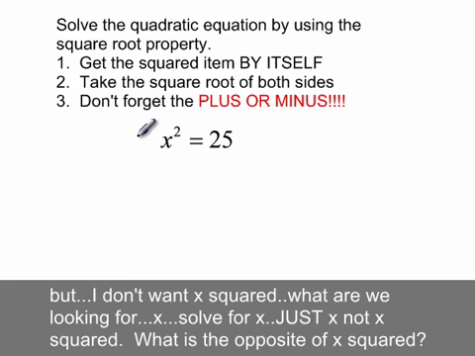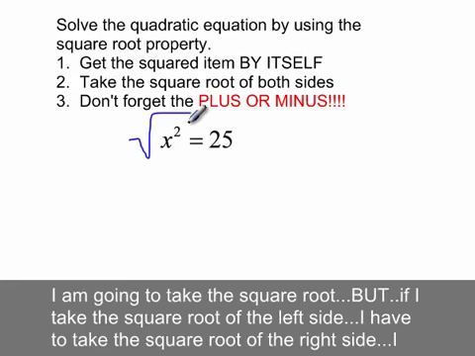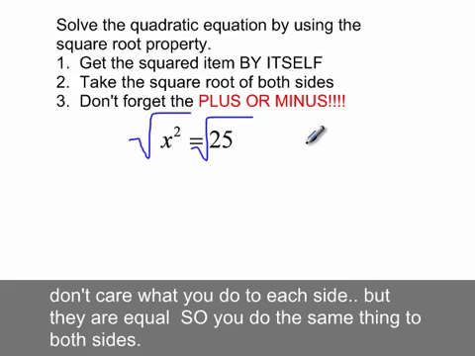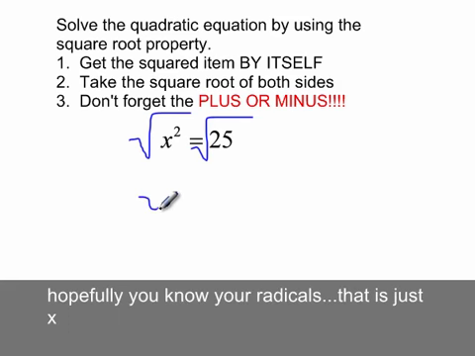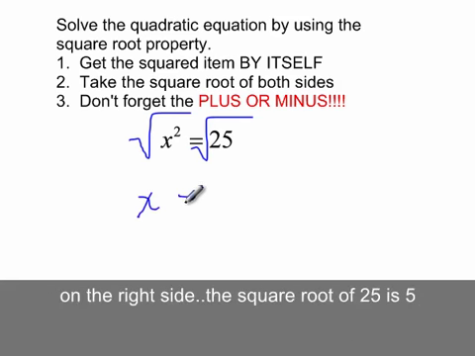What's the opposite of x squared? I'm going to take the square root. But if I take the square root of the left side, I have to take the square root of the right side. I don't care what you do to each side, but they're equal, so you do the same thing to both sides. So the square root of x squared, hopefully you know your radicals, is just x. On the right side, the square root of 25 is 5.